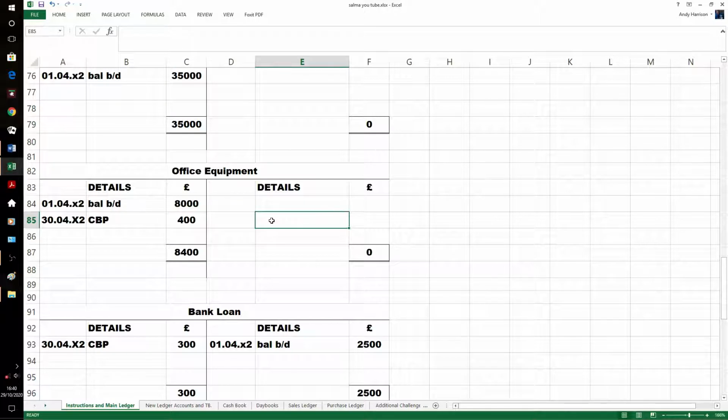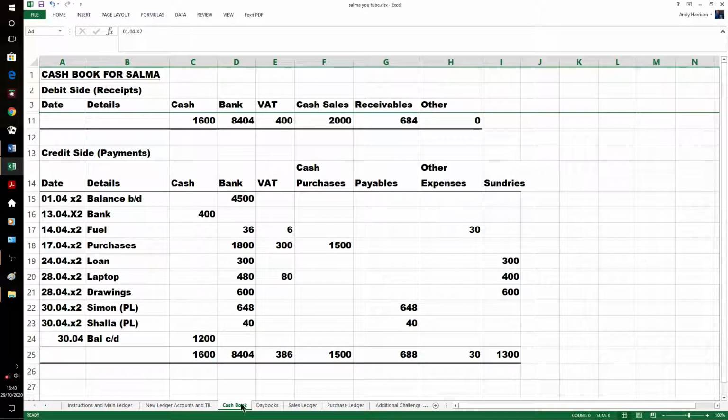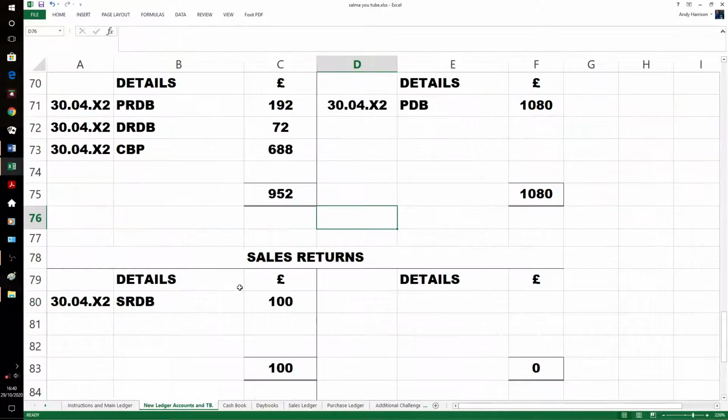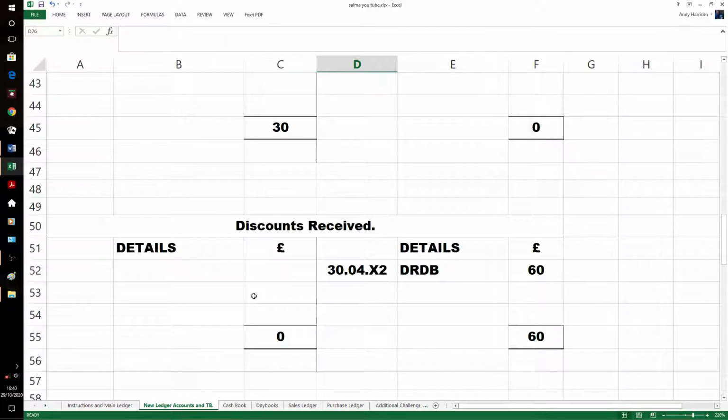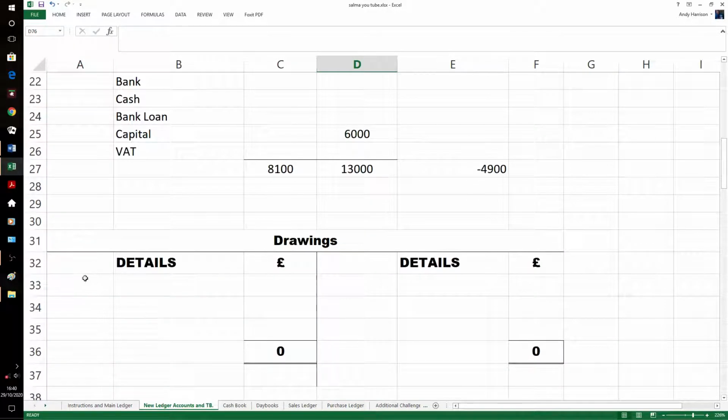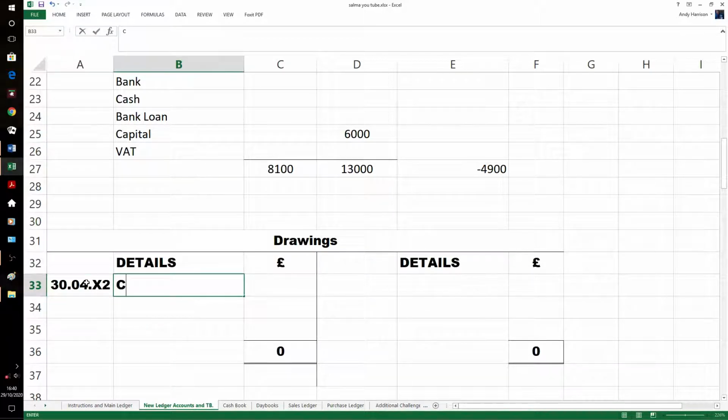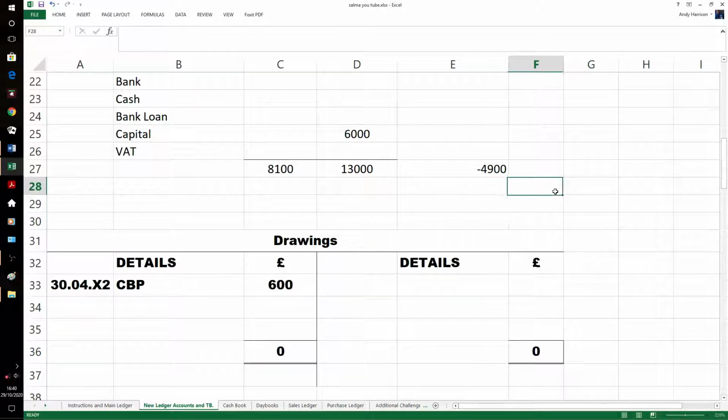The VAT has already gone into the VAT account. And then £600 drawings. Drawings actually didn't exist until the current month. The owner taking out her own capital. And that's all the postings done. So we posted the whole lot.